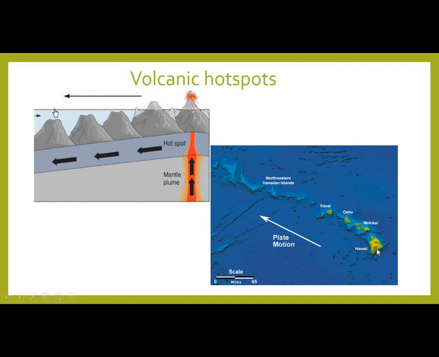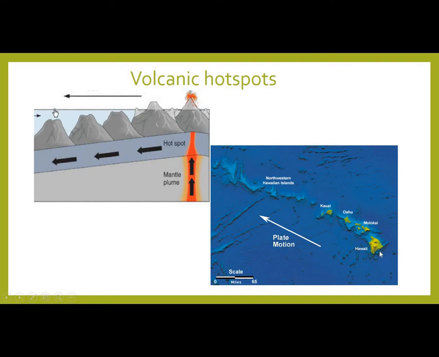Now, over time, what will happen, as the plate passes over the top of the hotspot, the mantle plume, it will create a volcano, and then that plate will move, and that volcano gets carried off the hotspot, and it goes extinct. It won't erupt again. And the plate keeps moving, and what you end up with is like a trace that, if you reverse it, you can tell the direction of the plate.